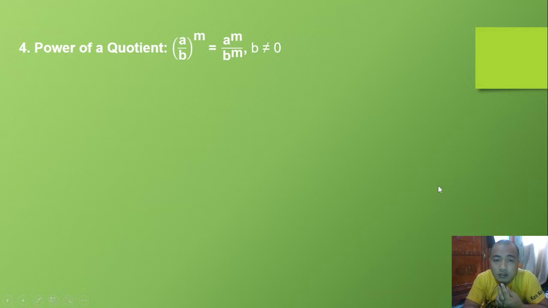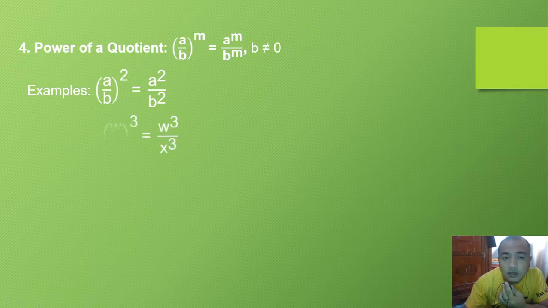Number 4, power of a quotient law. This is the power of a quotient. If we raise a quotient to a power, just distribute the exponent. So a over b raised to m means a raised to m over b raised to m, b not equal to 0. Example, a over b squared means a squared over b squared. Another, w over x cubed means w cubed over x cubed. Another, 5 over 7 squared means 5 squared over 7 squared, or 25 over 49.